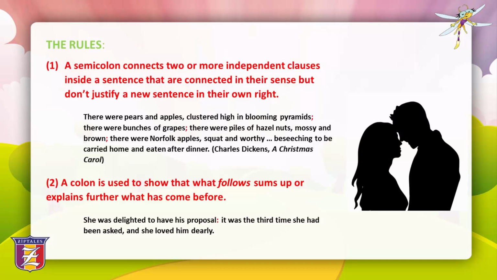A semicolon connects two or more independent clauses inside a sentence that are connected in their sense, but don't justify a new sentence in their own right. For example, "There were pears and apples clustered high in blooming pyramids. There were bunches of grapes. There were piles of hazelnuts, mossy and brown. There were Norfolk apples, squat and worthy, beseeching to be carried home and eaten after dinner."